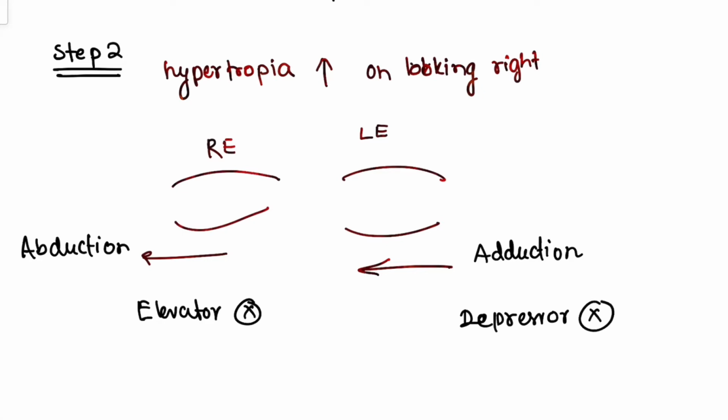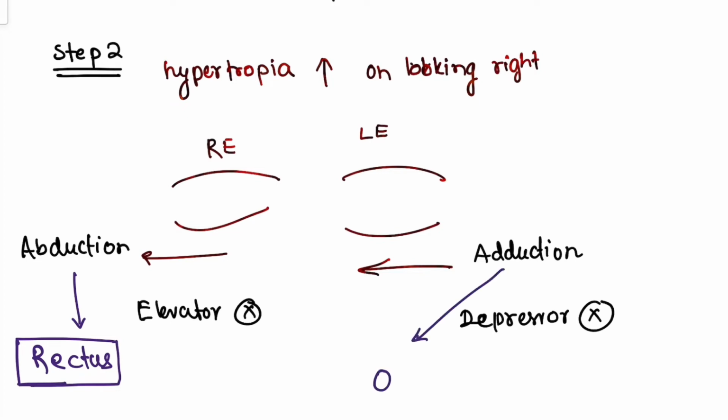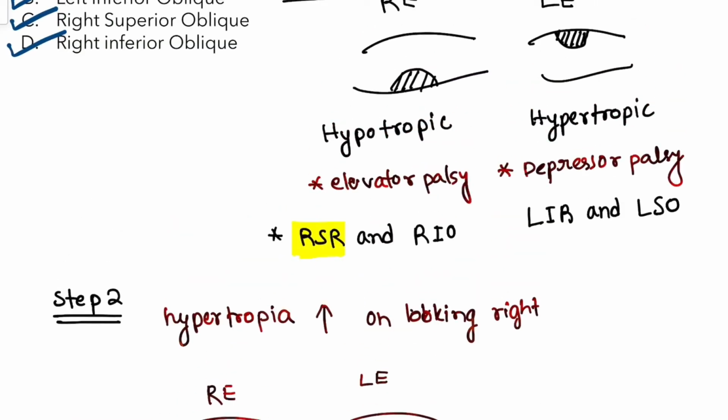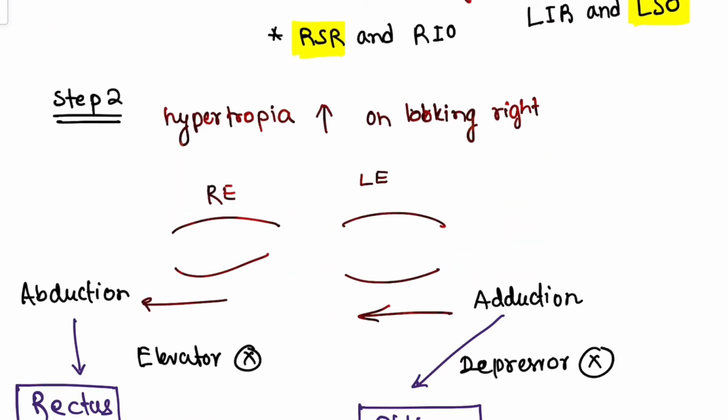So let's see which muscle is responsible for this movement. Rectus muscles mainly work in abducted position, and oblique muscles work in adducted position. So for the right eye it is the rectus, and for the left eye it is the oblique. So from the right eye we get the right superior rectus, and for the left eye we get left superior oblique. Among these two, one may be palsied.